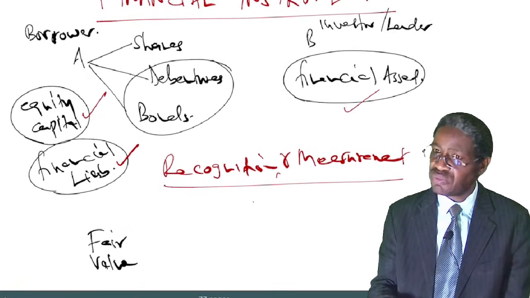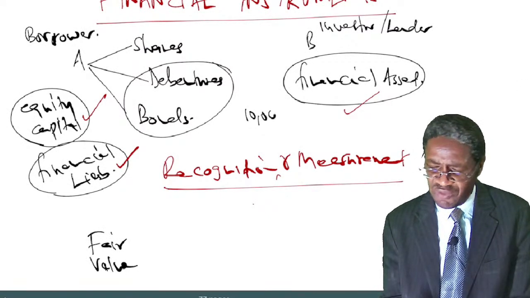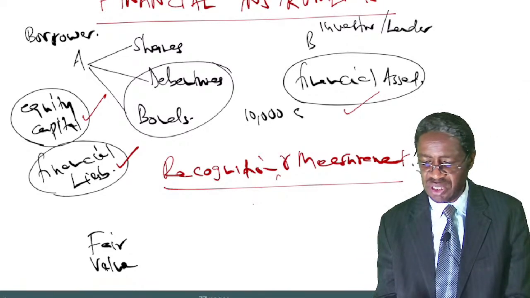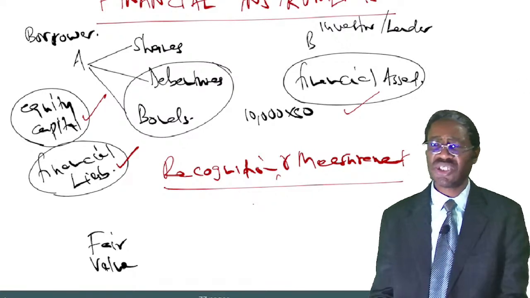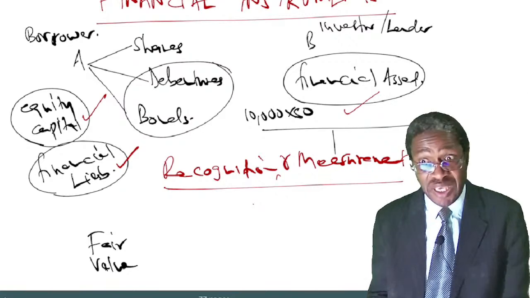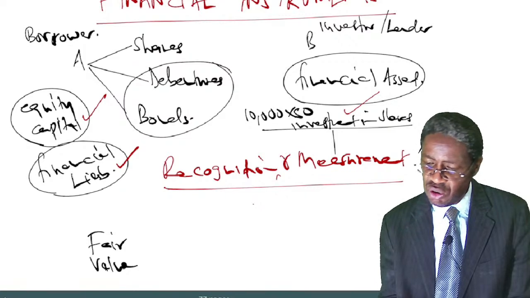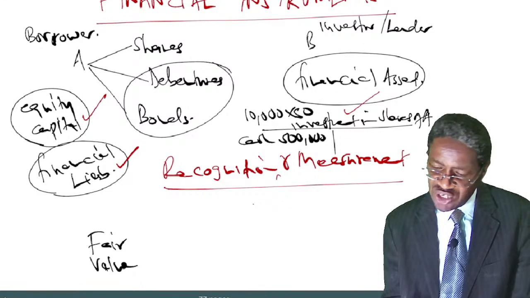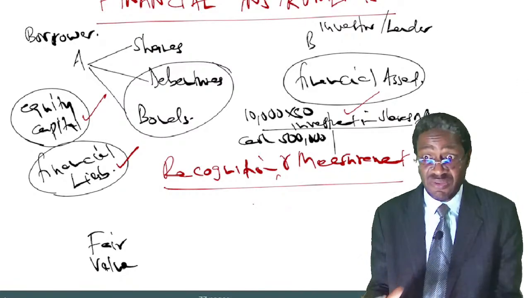Let me give an example. You bought 10,000 shares of company A at a time when the market price of the shares was 50 shillings. So you spent 500,000 shillings to buy 10,000 shares. So in your books, you as company B will have an account called investment in shares of A, which will have cash 500,000. So that way, you have recognized it at its market value, which is the same as fair value.